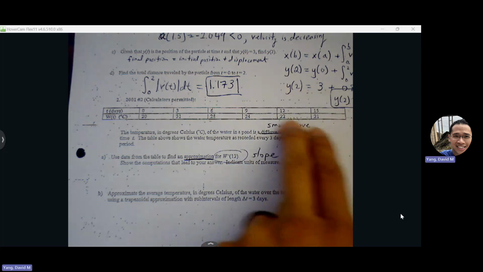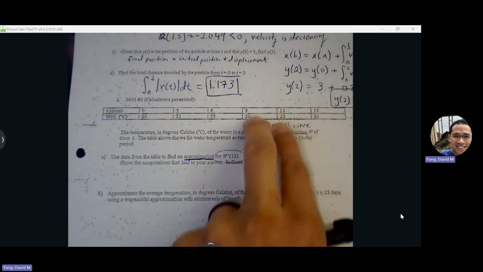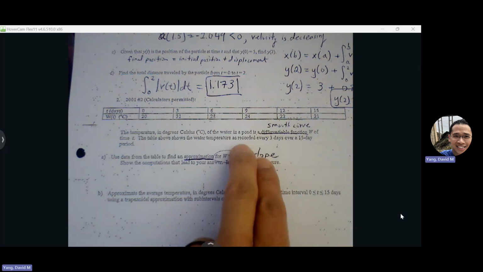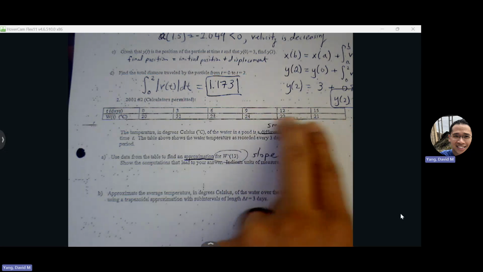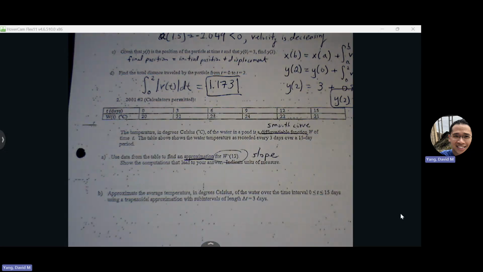But if you're using any ordered pairs outside of these 3, then you're too far away and it's not as accurate. So any of these 3 ordered pairs, if you just pick 2 of them, will be sufficient to give you an approximation that will be accepted on the AP exam.